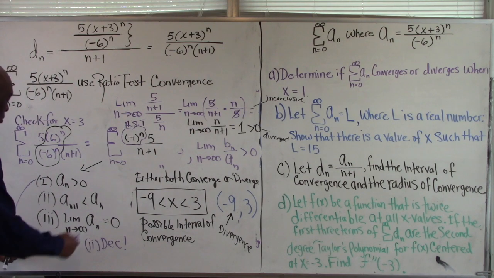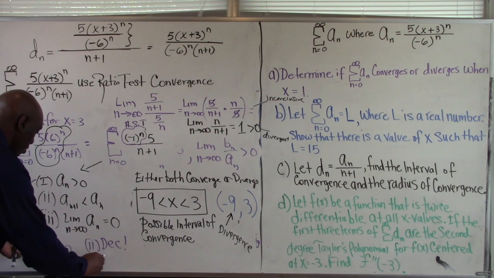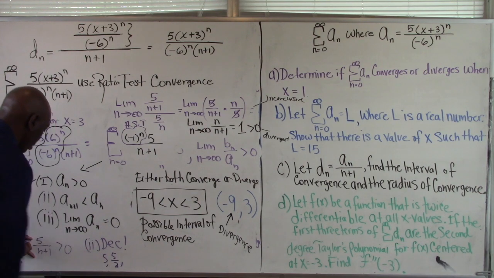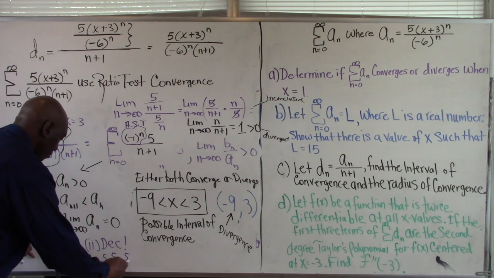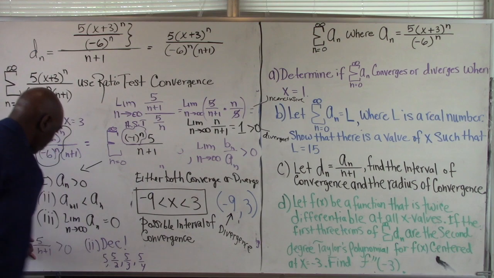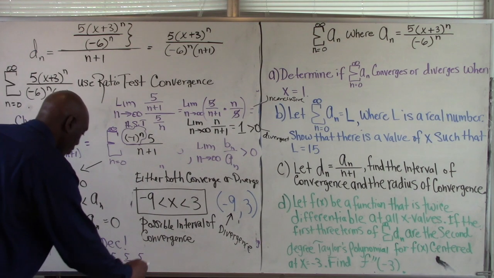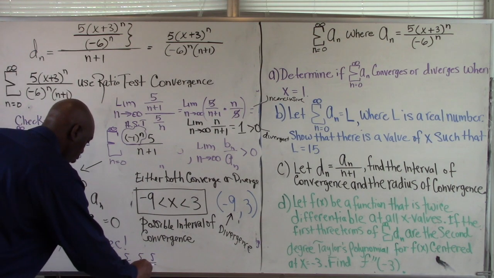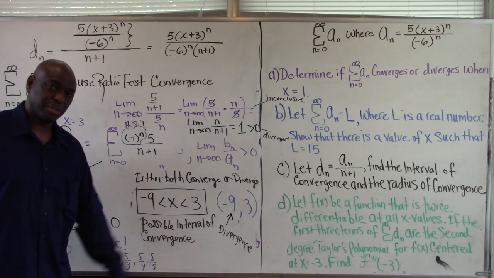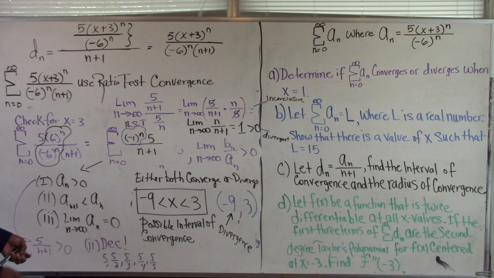I mean, you know, plug in 0. Plug in 0, you get 5. Plug in 1, you get 5 halves. Plug in 2, you get 5 thirds. Plug in 3, you get 5 fourths. Plug in 4, you get 5 fifths, or just 1. It's getting smaller. It is decreasing. Okay? So we see that.